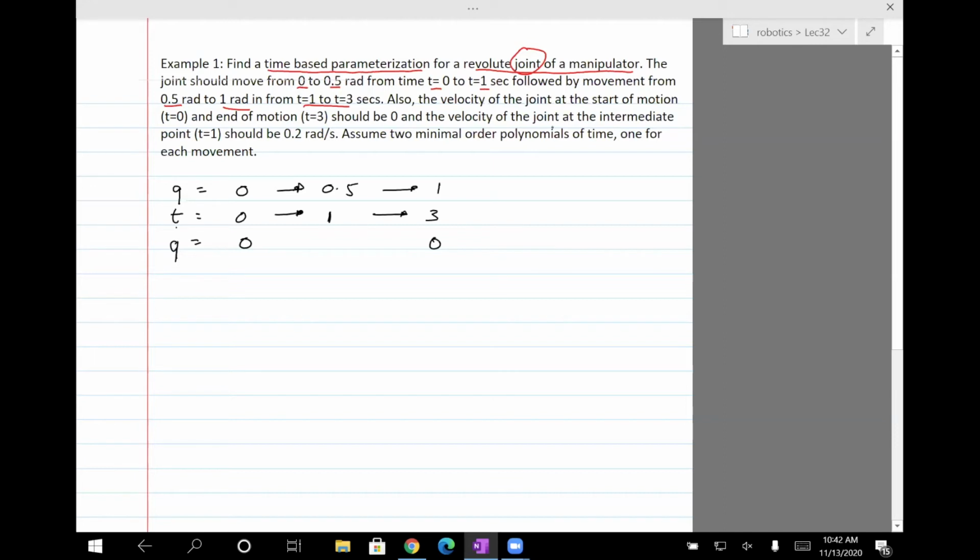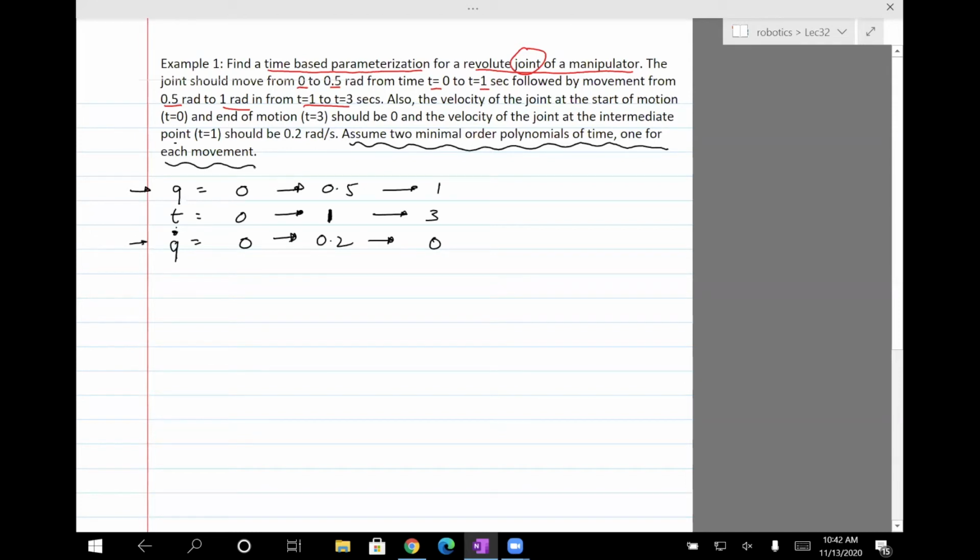The velocity of the joint at the intermediate point at t equals 1 should be 0.2. Okay, so position goes from 0 to 0.5 to 1 at times 0, 1, 3, and then q dot is 0, 0.2, and 0. So then the question is, assume two minimal order polynomials of time, one for each movement.